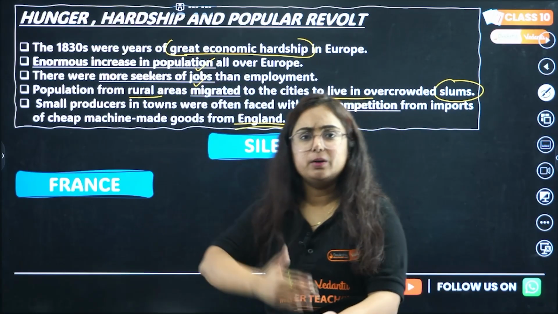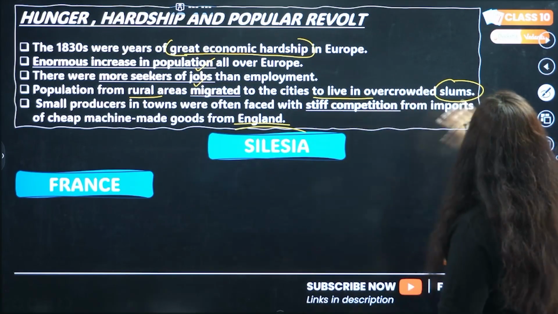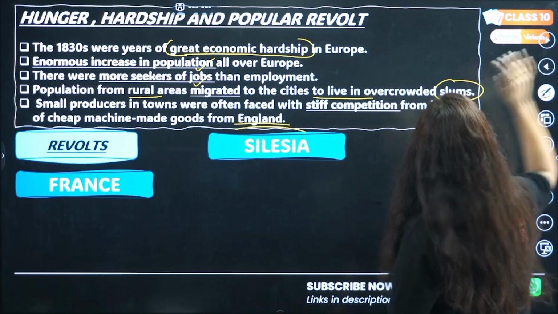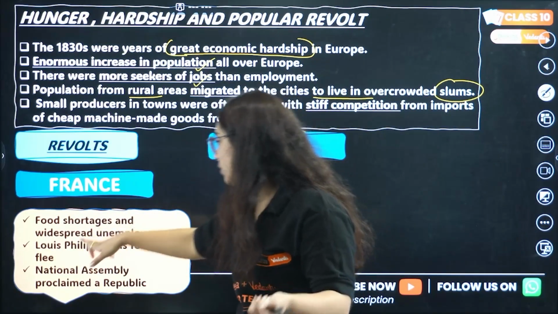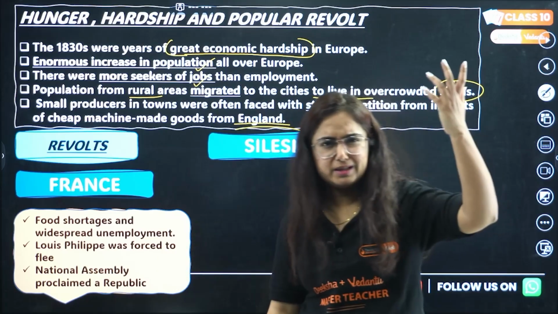They say, we are not getting food, we are not getting jobs. What is this constitutional monarchy doing? So finally revolt happened in France. Food shortages, widespread unemployment. This is what happened in 1789.